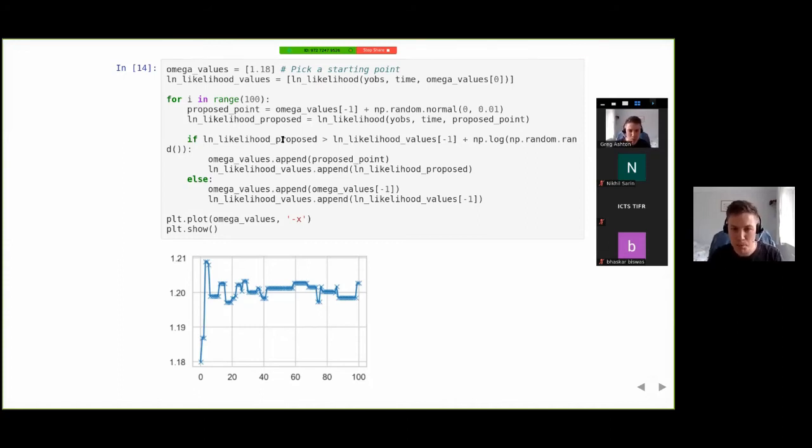Now, there's an important point here, which is that when you reject the step, so if you draw a point which is a bad point and the random number doesn't help you to accept the point, you still keep a hold of that point. So you end up with a list of points with many repeated elements to it. In the plot, you can see those repeated elements, so you get stuck for some finite period of time at a point before moving to the next one.